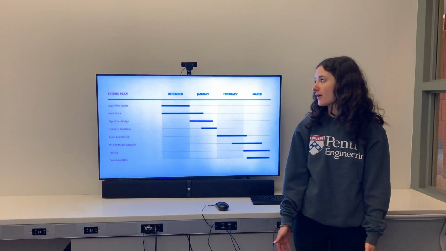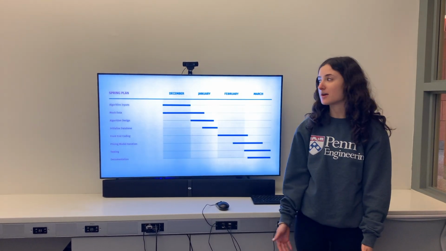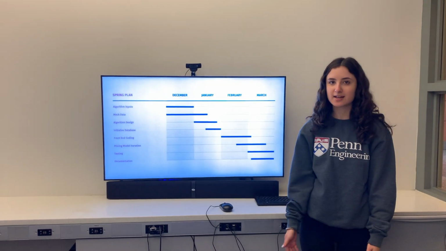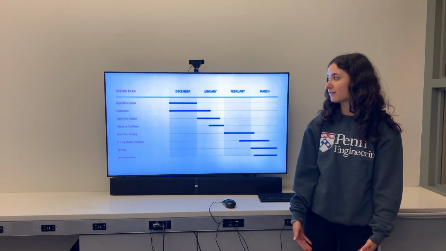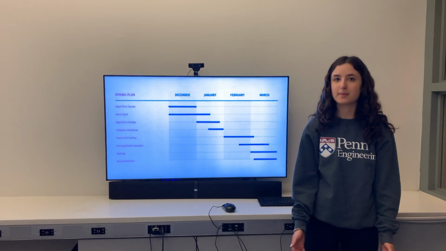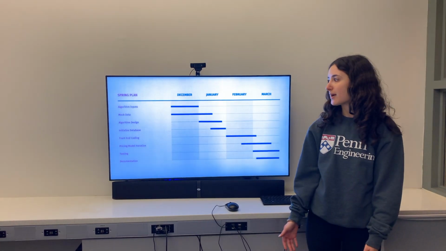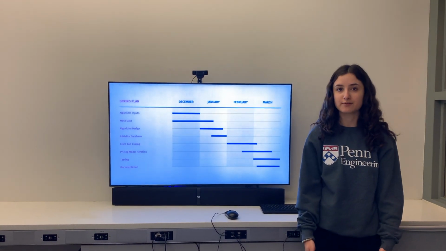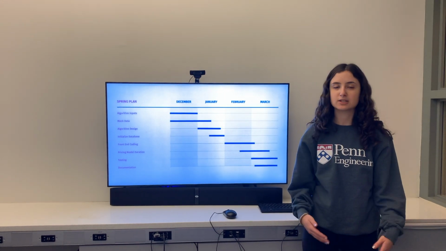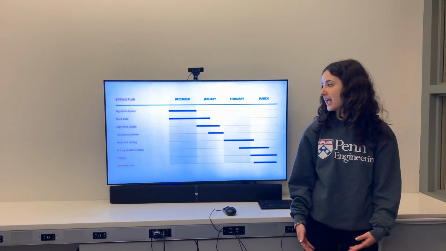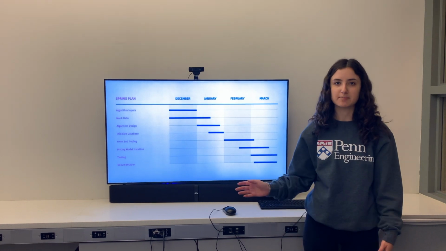So we have a few goals for the spring semester. First, we're going to finalize the algorithm inputs, and then we're going to start mocking the data during December break. Then when we get back to school in January, our first goals will be designing the algorithm and initializing the database. That way, when we get to around February, we can start working on the front-end code. And then that whole time, we're going to be iterating on the pricing model. And then we're going to start testing documentation by the end of the semester.